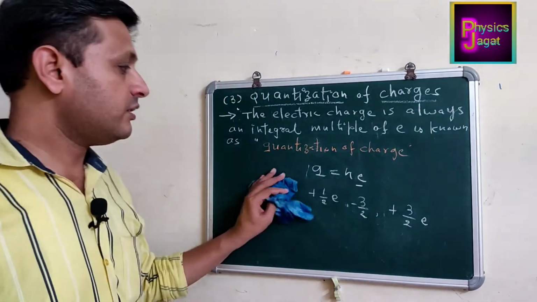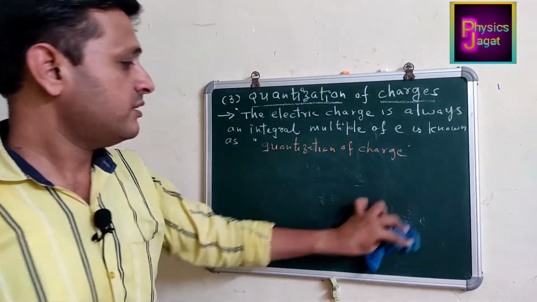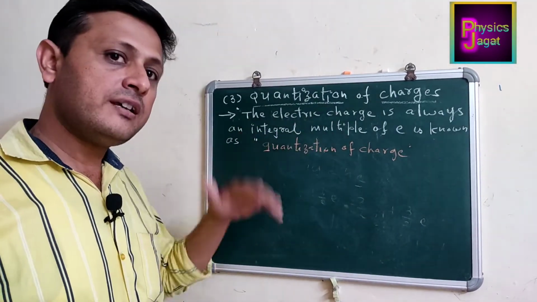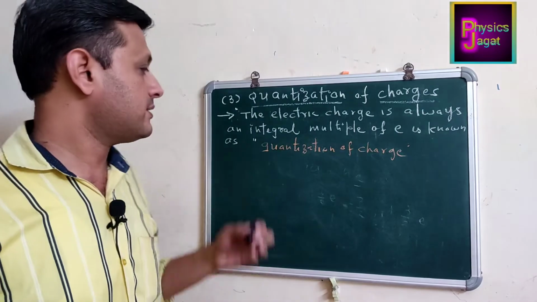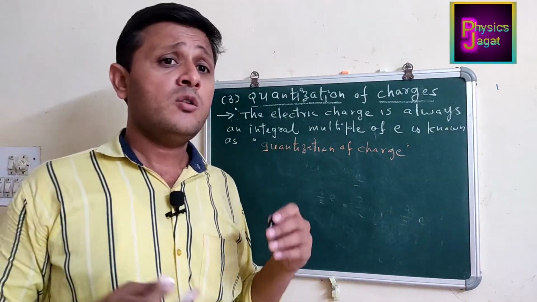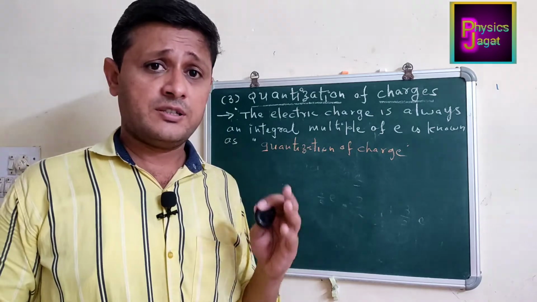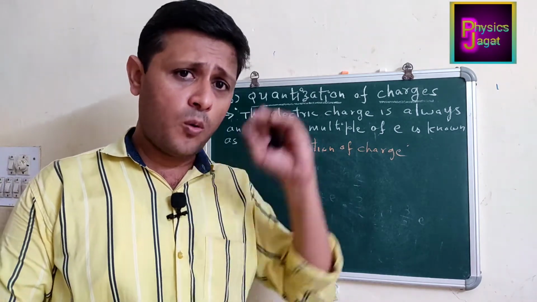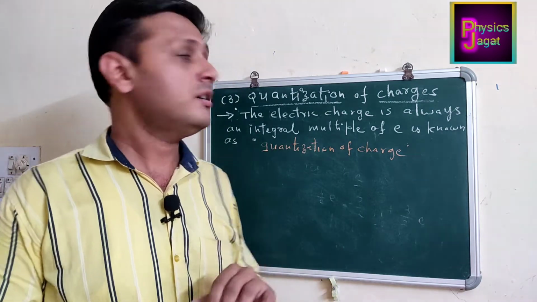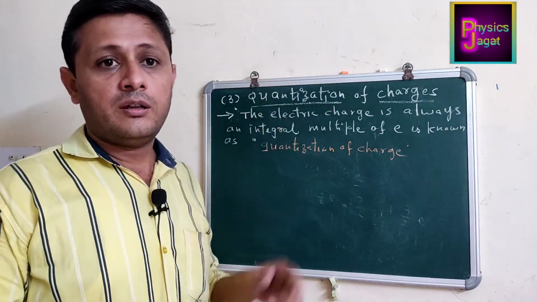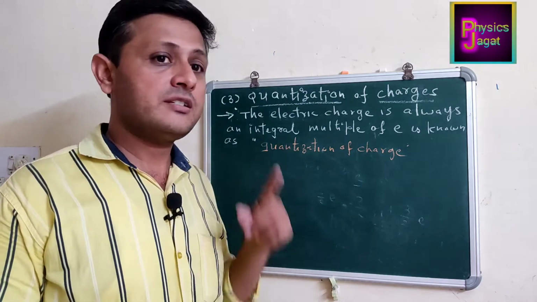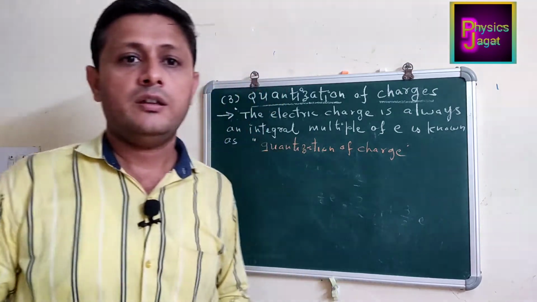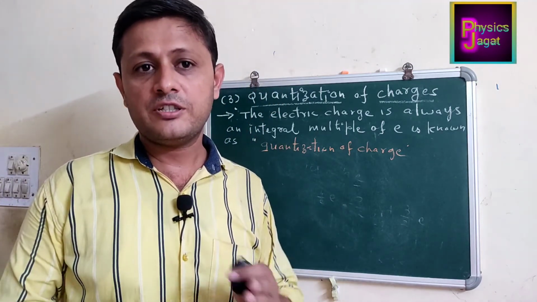This is the quantization of charge, and this is a very rough definition of it. The electric charge is always an integral multiple of E, which is known as quantization of charge. There are many more examples of quantization in physics. You might have heard the name quantum mechanics. The entire quantum mechanics stands on quantization. Actually, the origin of quantum mechanics is due to this quantization, which you will learn if you study physics further.